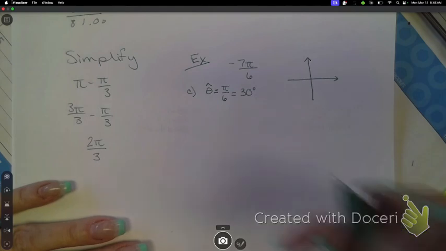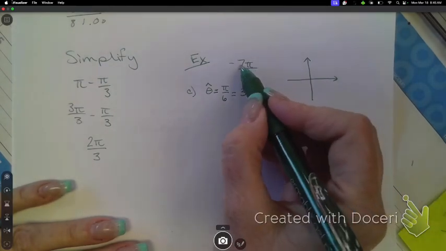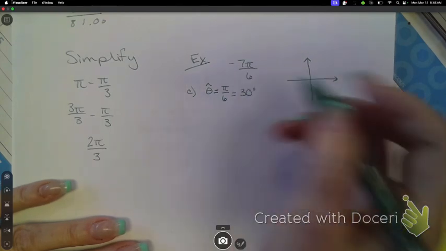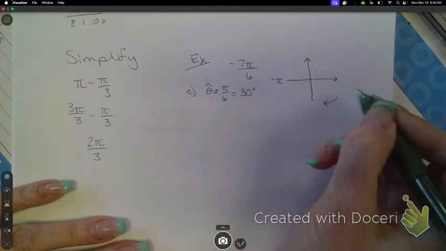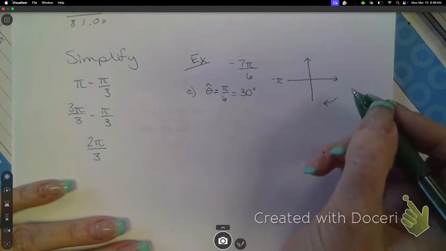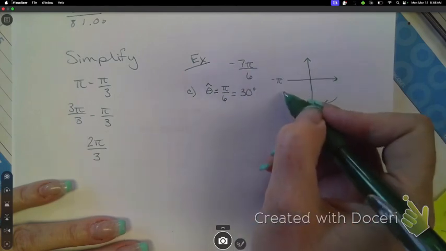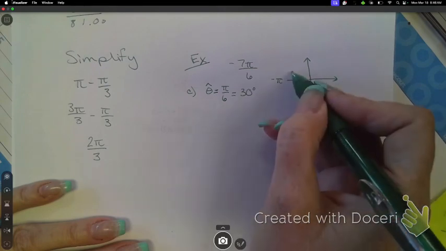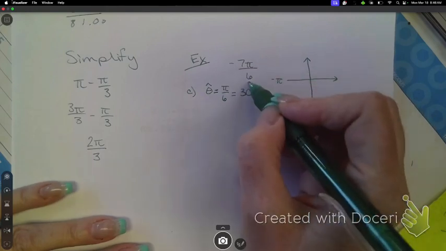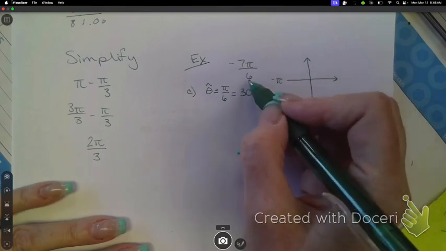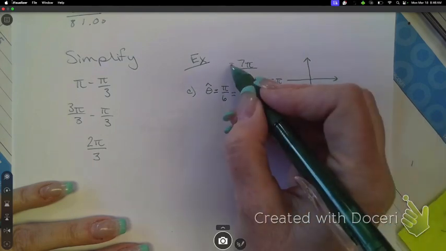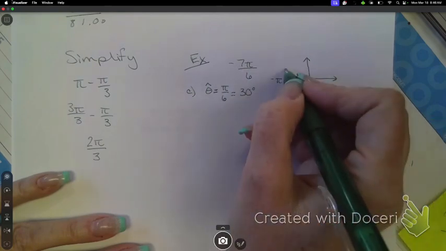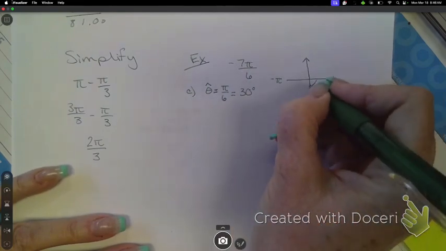Okay, so negative means we're going this way, backwards. And this would be negative pi. So 7 pi over 6 would be in what quadrant? Wouldn't it be in the second? It's one more than a whole. Oh, it's negative. So it's one more than a whole, so it'd be in the second quadrant. Yeah, it's really backwards.